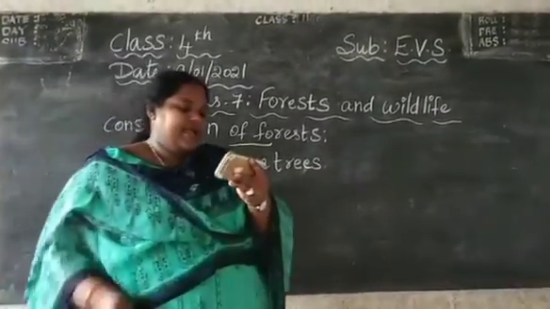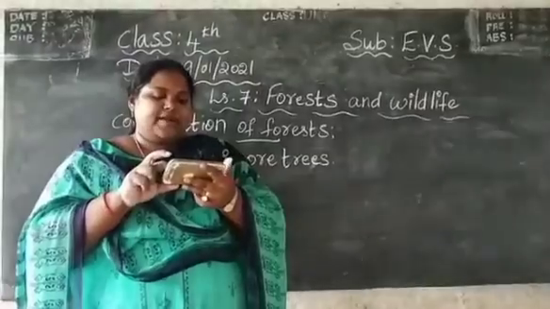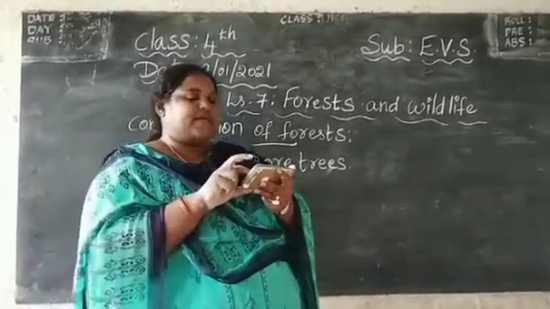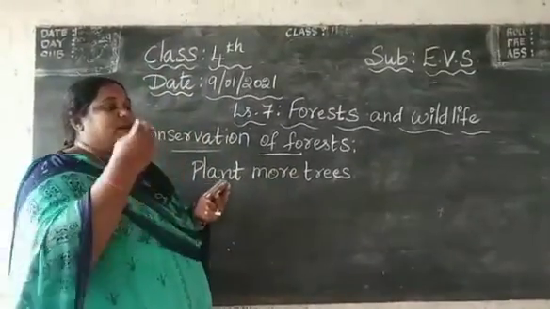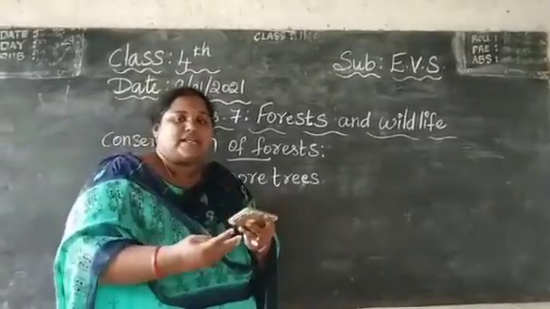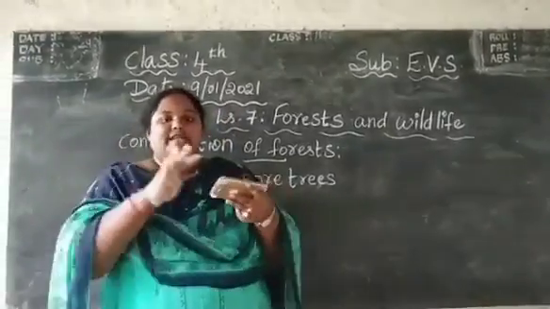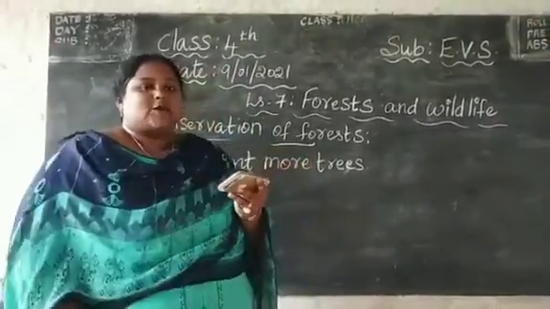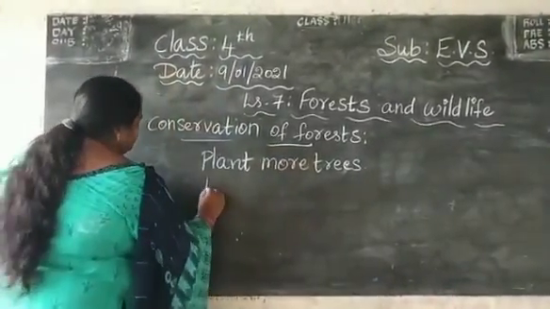Next, the interdependence between animals and plants in an area is called ecosystem. That means plants will depend on animals for food, and animals will depend on plants for food. That means interdependence between plants and animals in an area is called ecosystem.